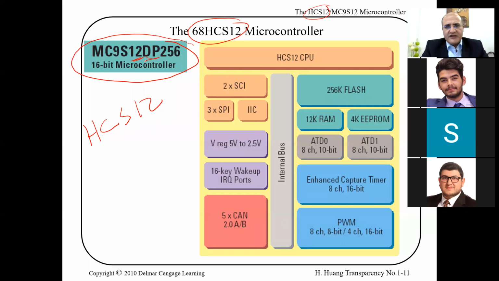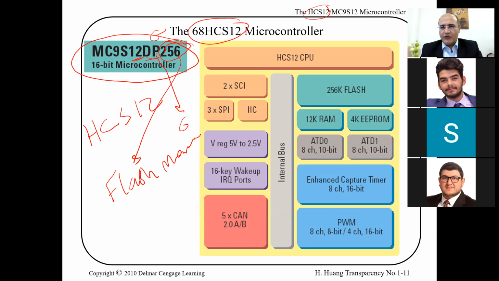DP, these two letters stand for the type of the controller. There are some stuff medical grade, there are some stuff military grade, commercial grade, you know. So we're going to use the DP or DG, they're very close. And 256 is the flash memory size. What is flash memory?